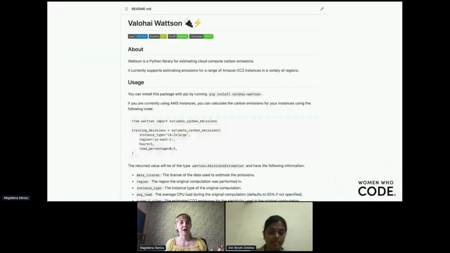Based on this research that we were doing this spring, we created an open source repository and a project called Valohai Watson. It's a Python package. You can easily install it via pip. It's open source, it's available for everyone, and it's leaning heavily on the Teads Engineering dataset. Using this Python package, you can easily get an estimation for your carbon emissions given a specific AWS EC2 instance type, the region it was run in, the hours, and the CPU load percentage.